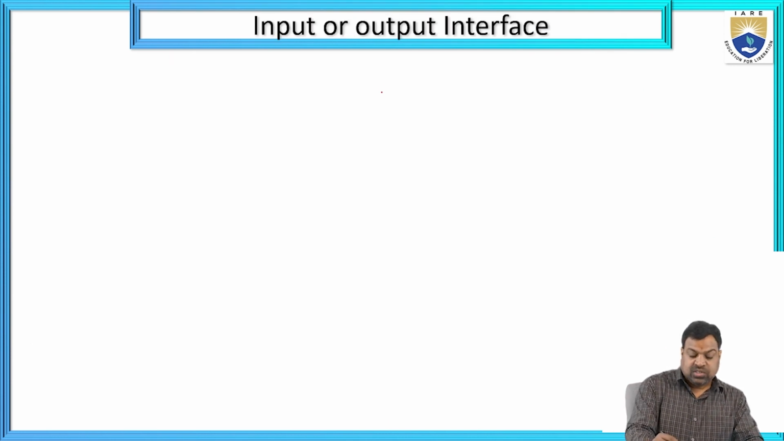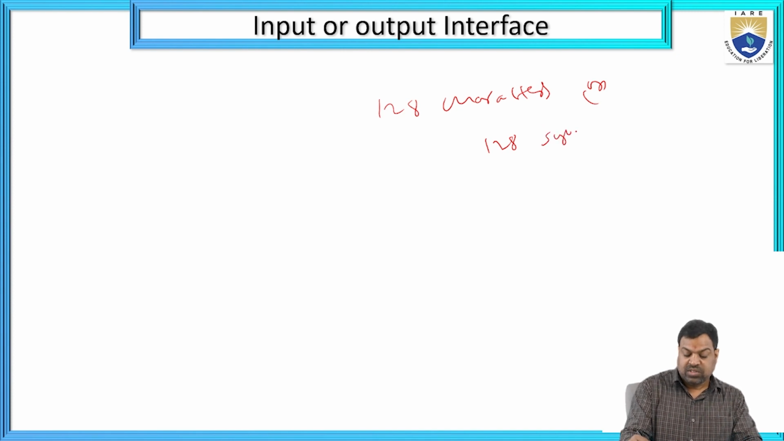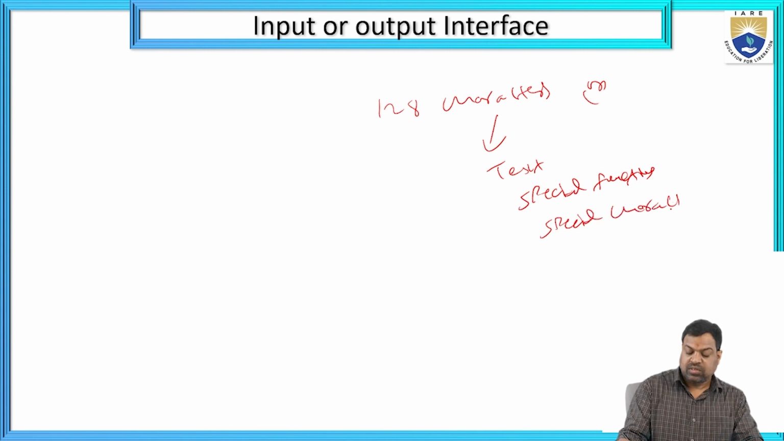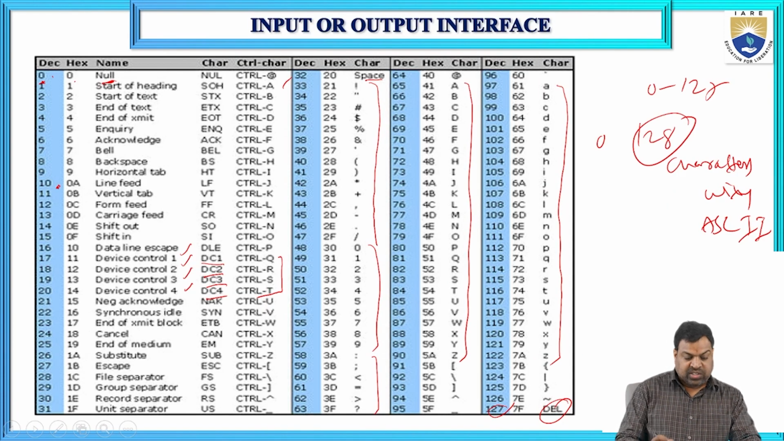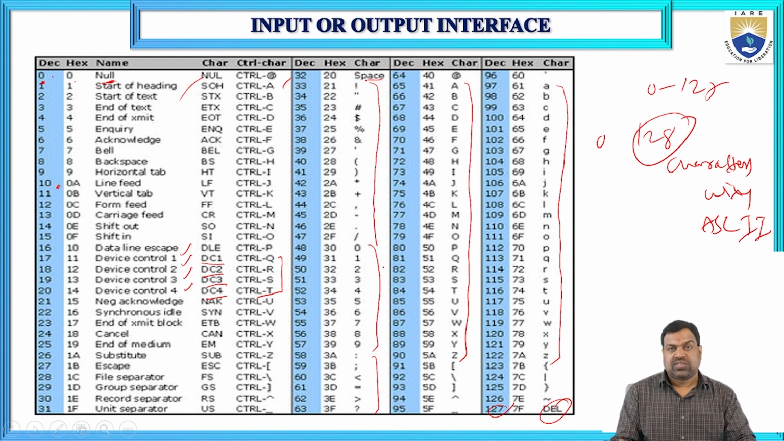So these 128 characters or 128 symbols include text, special functions, special characters, alphabets, and numbers, etc. So these are some special characters, symbols, and control input output controlling devices, and numbers in small letters, capital letters, and special characters, special numbers like this.